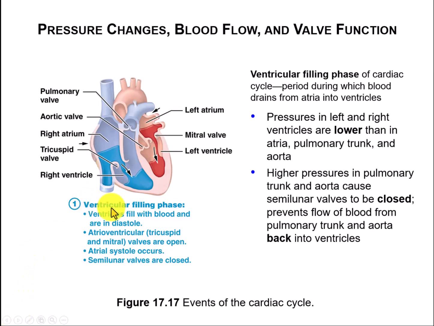So the first step, ventricular filling. This is when pressure in the left and right ventricles is low, and so blood is draining from the atria into the ventricles. The blood flowing back towards the heart from the aortic and pulmonary trunk has shut the semilunar valves. So our semilunar valves are closed and our AV valves are open. The tricuspid and mitral valves are both open.